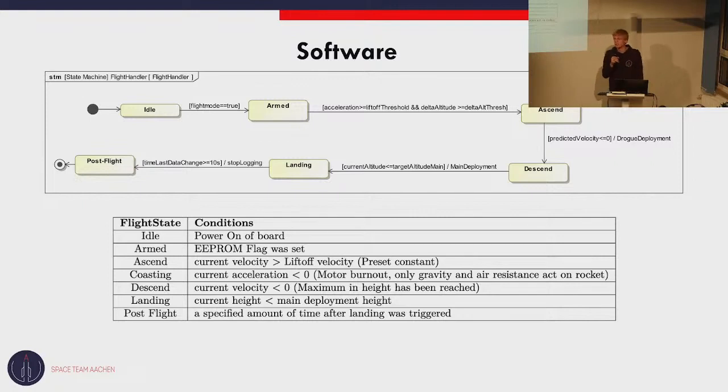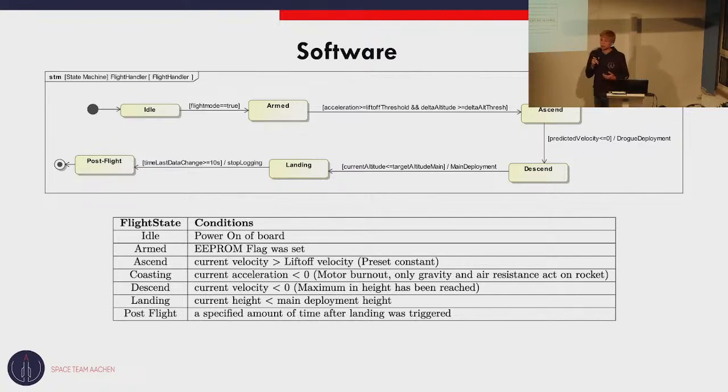A state machine has different states which are saved, and it can only progress to the next possible state. And that is only possible if a certain condition is met. For example, you can see in the coasting phase, the condition to go from the coasting phase to the descent phase is that the current velocity is smaller than 0. And that means we are going down.